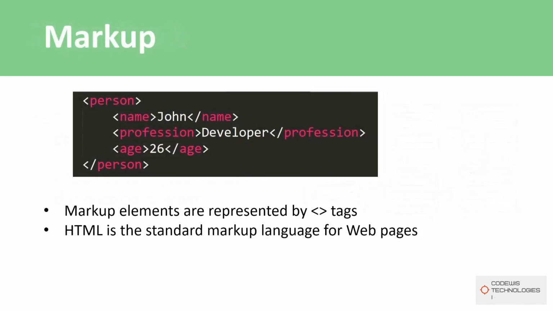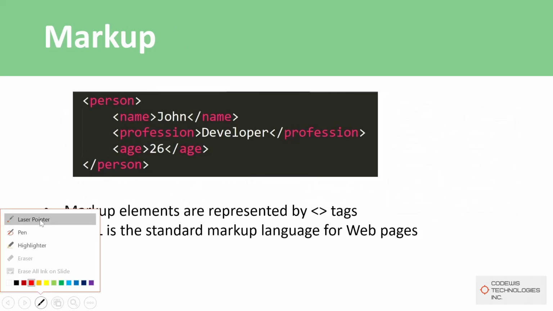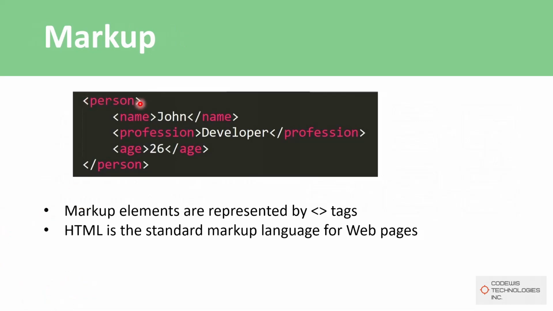Let's try to understand what a markup is with the help of this example. We see that markup elements are represented by angled tags. Here, this is a tag and this tag is a person tag. So, it describes this whole thing as a person. Similarly, here we see a name tag.